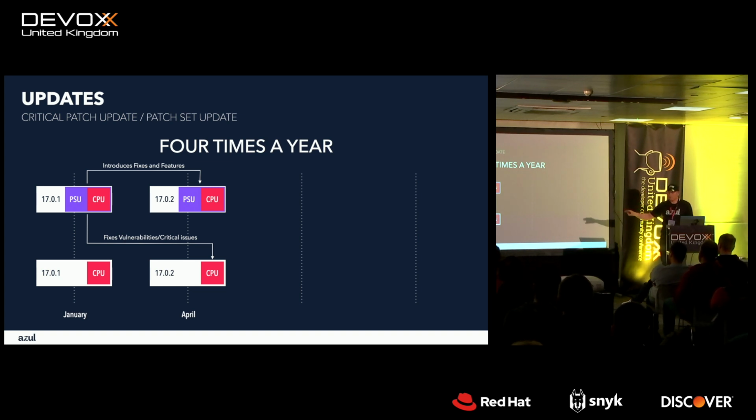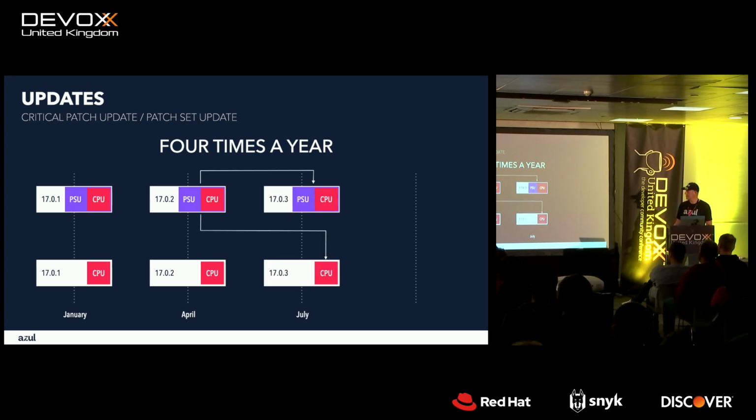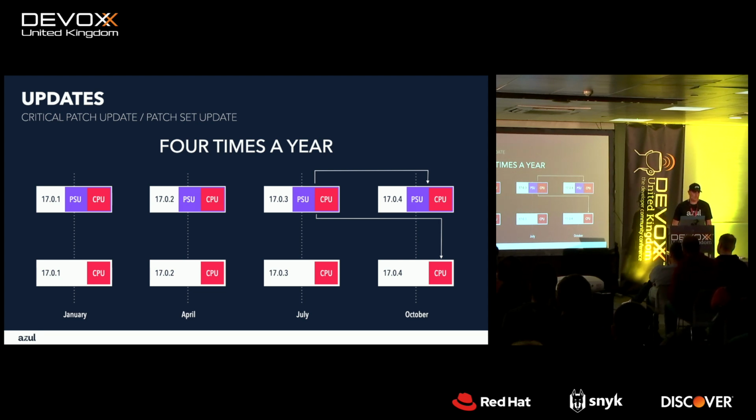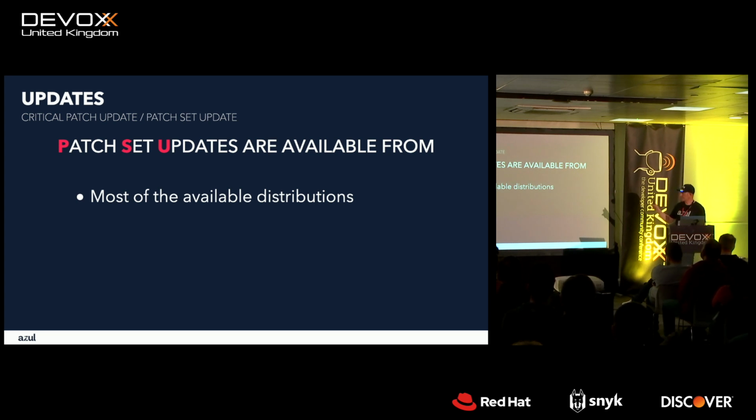That means the CPU is always the safest thing you can get if you run in production. And this goes on, then July, the next one, and then October, the last one. So the problem is now that patch set updates, the ones that contain also new features, are available from all of the distributions. So if you download something, let's say Adoptium Temurin, it's only PSU. There's no CPU from that distribution.